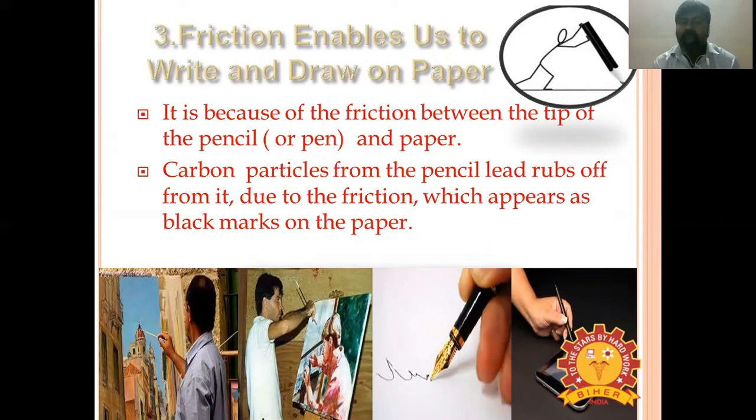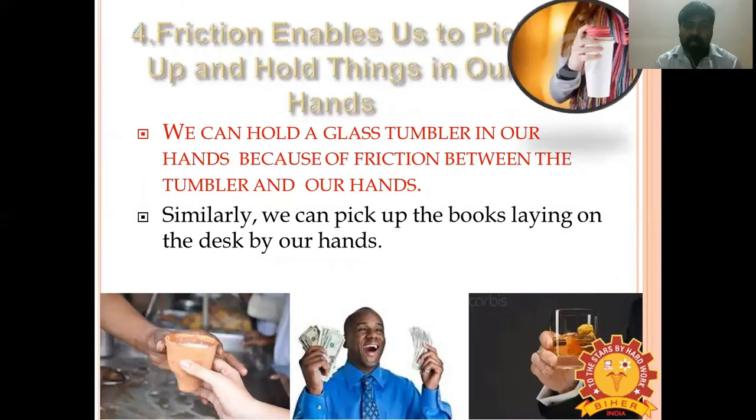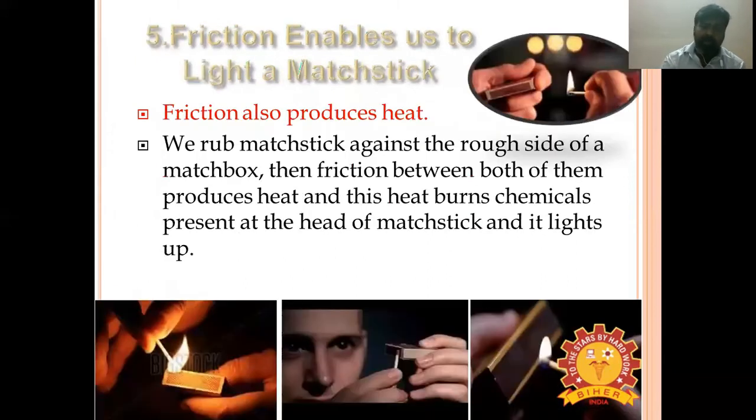And friction enables us to write and draw on paper. It is because of the friction between the tip of the pen or pencil and the paper. Carbon particles from the pencil lead rub off due to friction, which appears as a black mark on the paper. Then friction enables us to pick up and hold things in our hands. We can hold tumblers because of friction between the tumbler and the hands, and we can pick up a book lying on the table by hand. These are all examples.